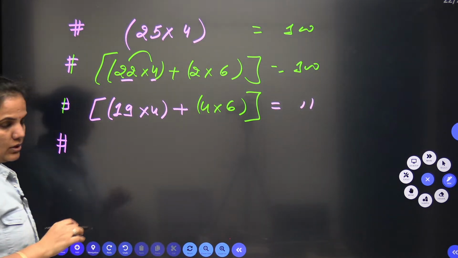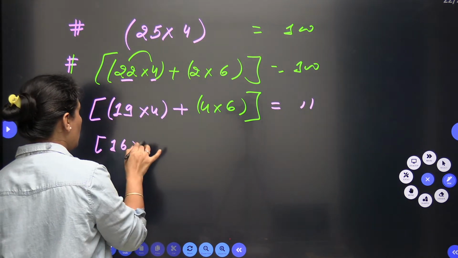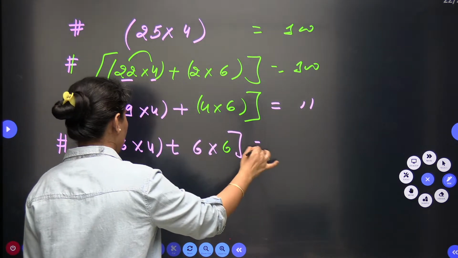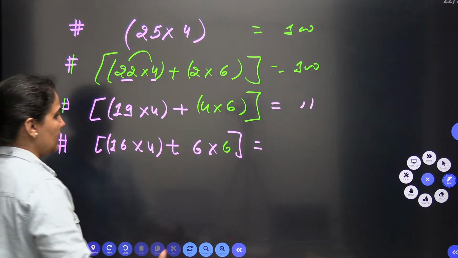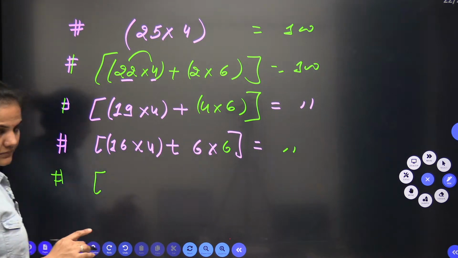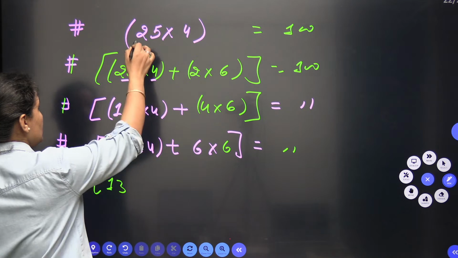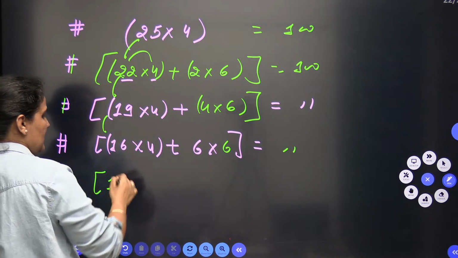Or if you go with the next one, what is possible? 16 is there. So 16 fours plus 6 sixes is also possible, right? 36 plus 64. Again you are having the total as 100. If you want to go with the next one, it will be 13. We can see the difference is 25 minus 3, 22. 22 minus 3, 19 minus 3, 16 minus 3.